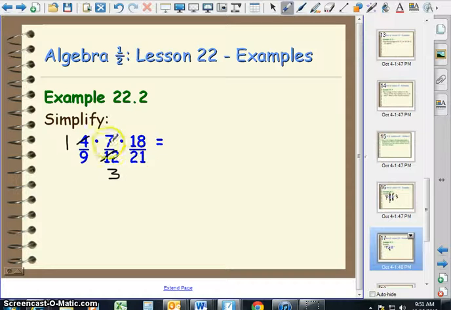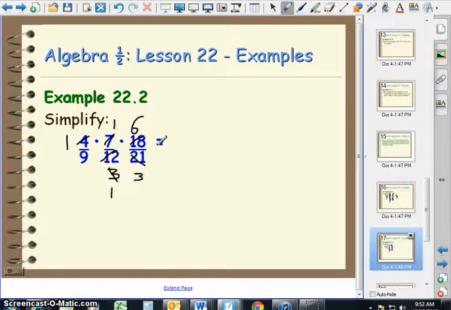What about 7 and 21? Well, yeah, 21 is a multiple of 7. 7 is going to go to 1. 21 is going to go to 3. What about 3 and 18? Yes, 18 is a multiple of 3. So we could reduce this down to 1, and we could reduce this down to 6.